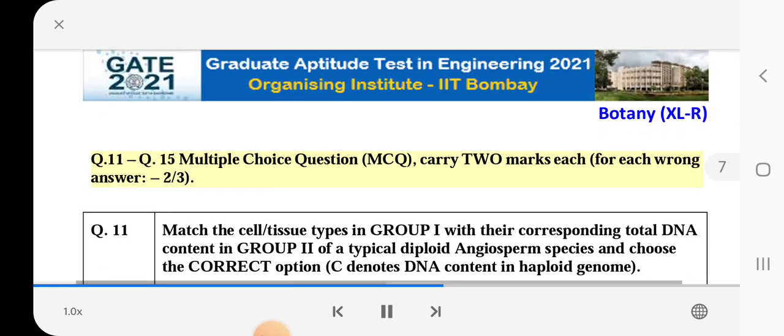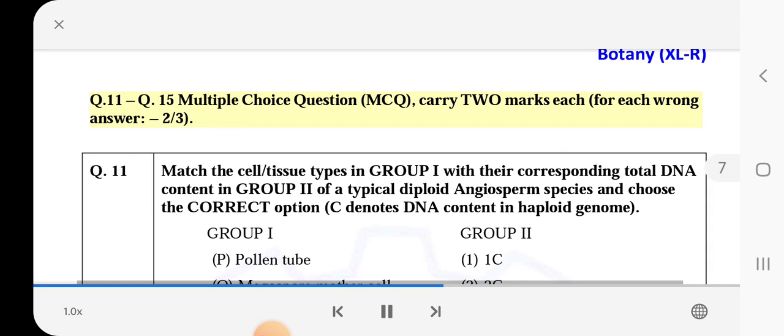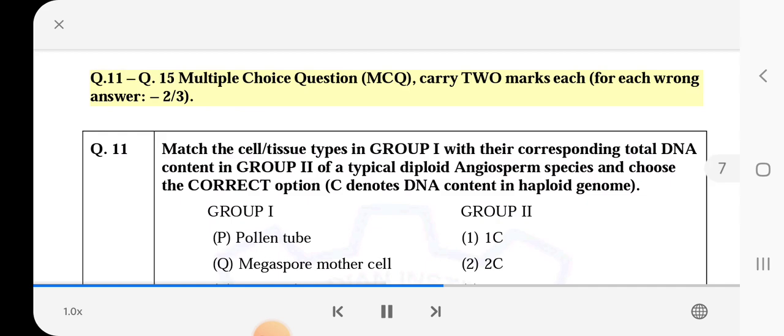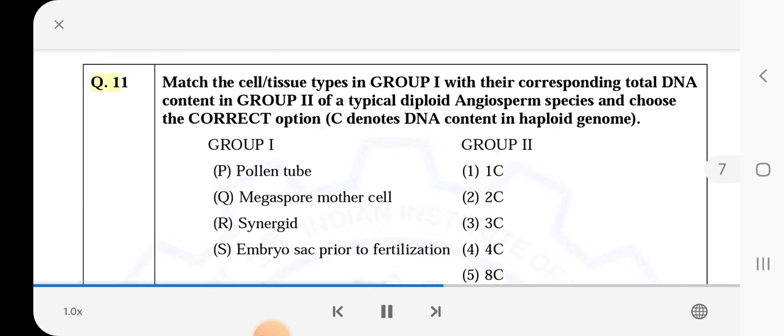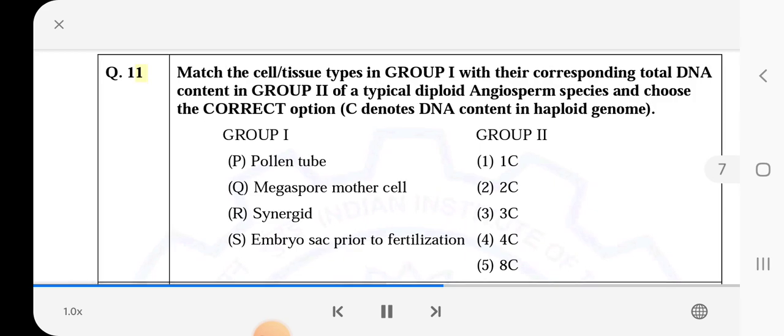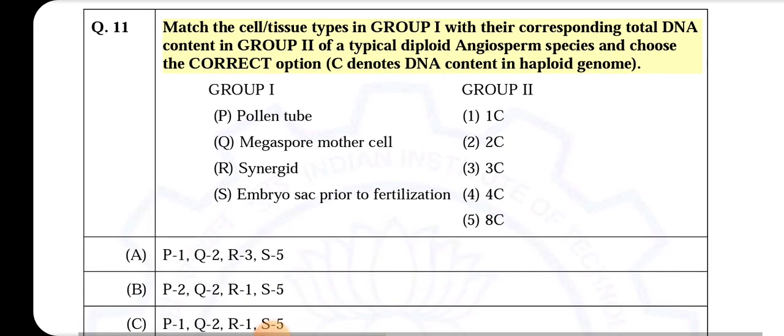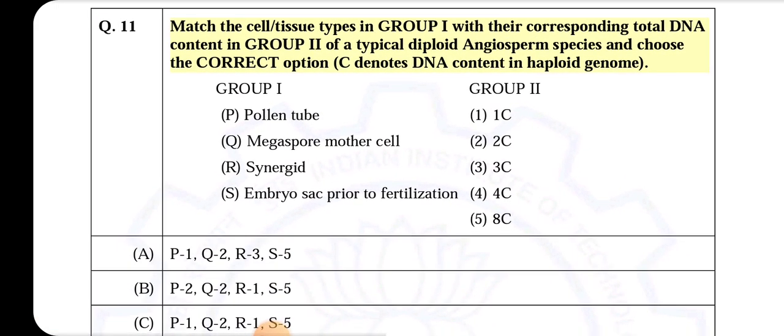Q.11 to Q.15 multiple choice questions, MCQ, carry 2 marks each. For each wrong answer, 2/3 mark is deducted. Q.11 Match the cell tissue types in Group I with their corresponding total DNA content in Group II of a typical diploid angiosperm species and choose the correct option. C denotes DNA content in haploid genome.